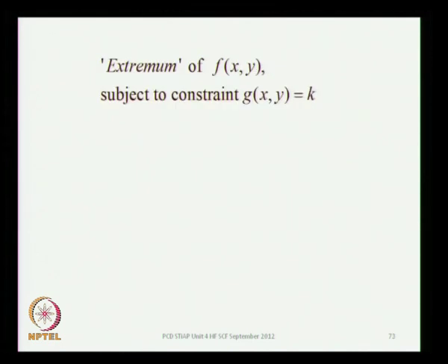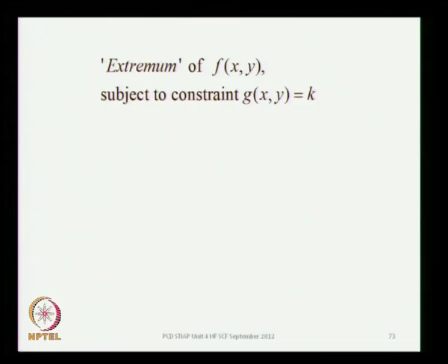Let us take just a function of two variables. Just to illustrate the methodology, I will take a function of two variables. You seek an extremum in the value of this function subject to certain constraints, and the constraint is expressed by this function g(x, y) equal to k. So, this is precisely what our problem really boils down to: you want to find an extremum of a certain function subject to known expressions of constraints.